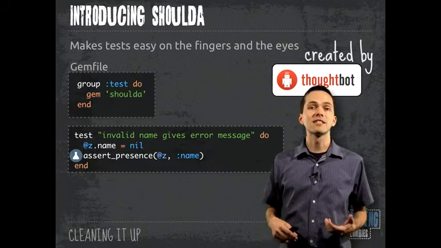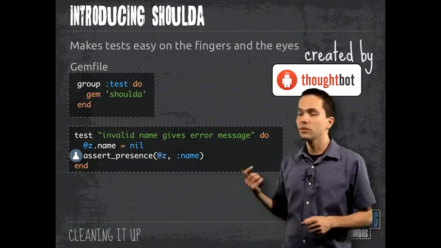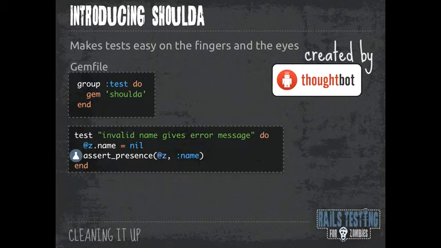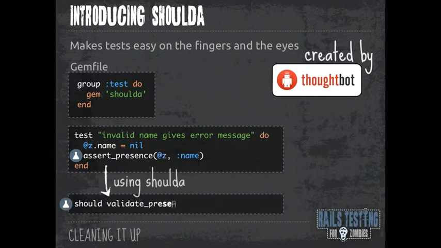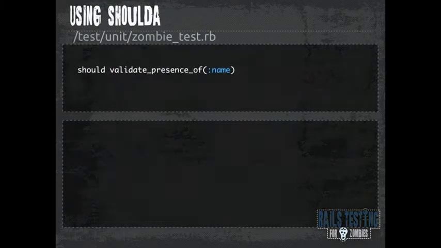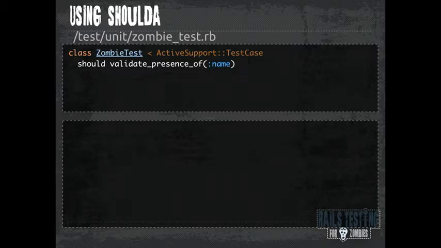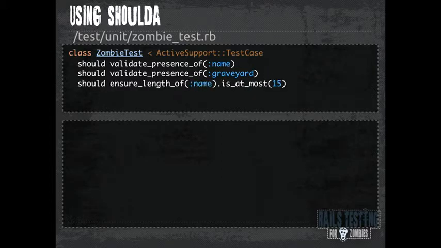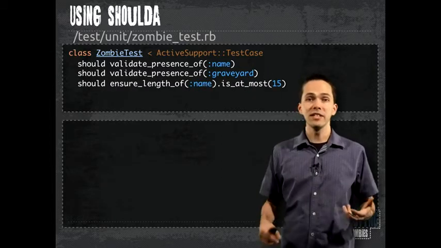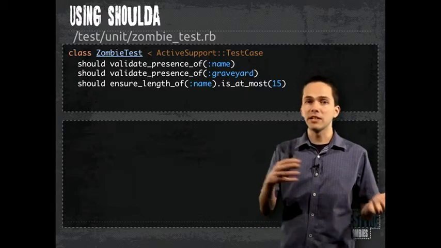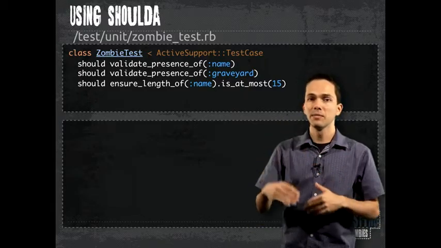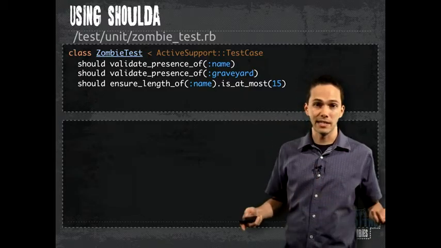To test one of our presence validations with shoulda, instead of doing what we did a minute ago, we can just write a single line, should validate_presence_of, and then we send in a symbol, which is the column name. So inside of our zombie test, we just write should validate_presence_of :name. We might have should validate_presence_of :graveyard, should ensure_length_of :name is_at_most 15. And these are all shoulda helper methods. You can look up in the documentation to get a list of all of them, but they all test exactly what they say they test.